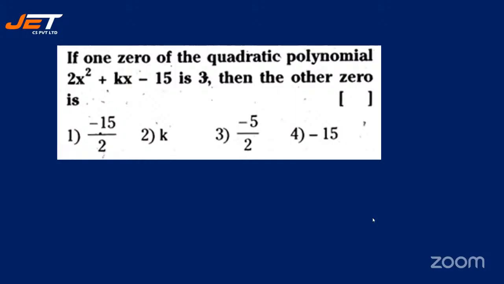If one zero of the quadratic polynomial 2x square plus kx minus 15 is 3, then the other zero is dash. The options are minus 15 by 2, minus 5 by 2, or minus 15. You can quickly give me your answers. It's very simple actually.